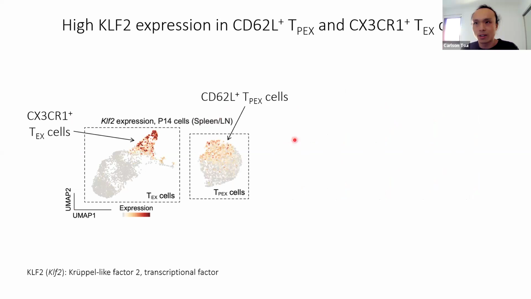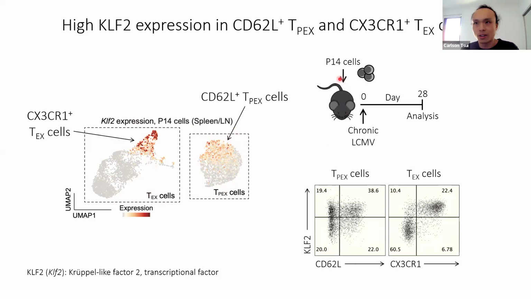KLF2 is a well-known important switch factor in acute infection between circulating memory T cells and tissue-resident memory T cells. If we project the expression of KLF2 onto our original UMAP, we can see that expression of KLF2 was mainly focused on CD62L positive T-PEG cells as well as the CX3CR1 positive TEX cells, but not in the CD62L negative T-PEG cells and also the CD101 TEX cells.